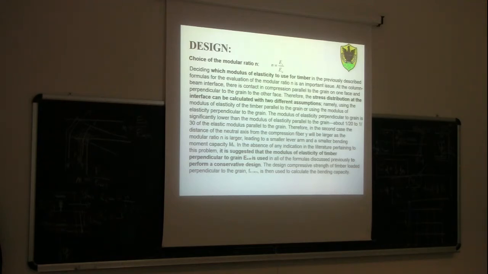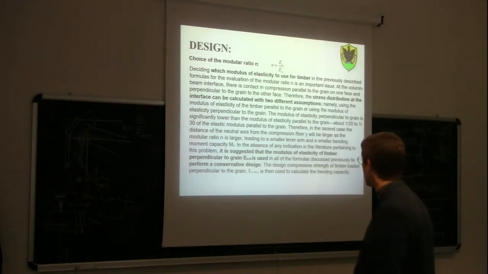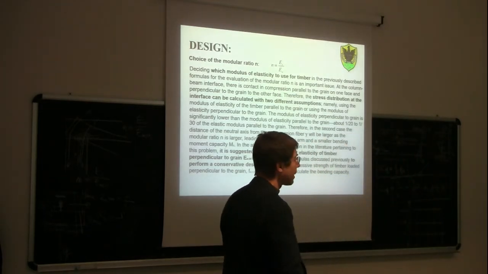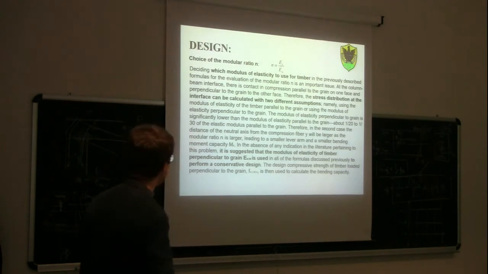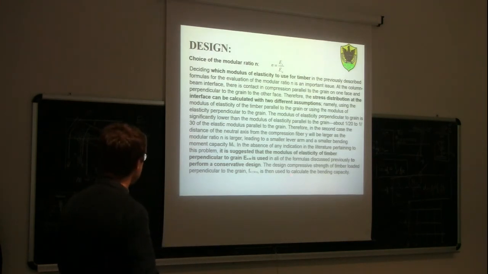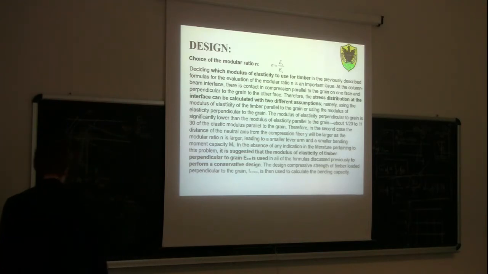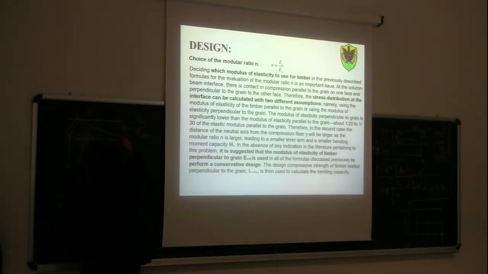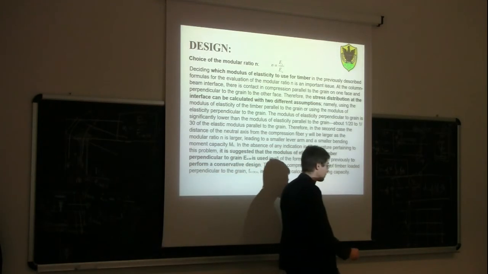So if we have to do a calculation of a joint like this, by using the modulus of elasticity of wood perpendicular to the grain, we will get a lower lever arm, and so we will get a more conservative calculation. So, in the end, the suggestion is to use this kind of modular ratio: n equal to Es divided by Ew90 to solve the problem.